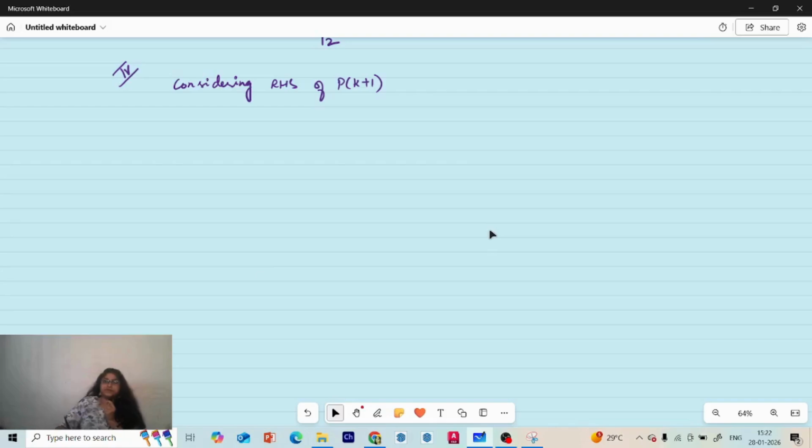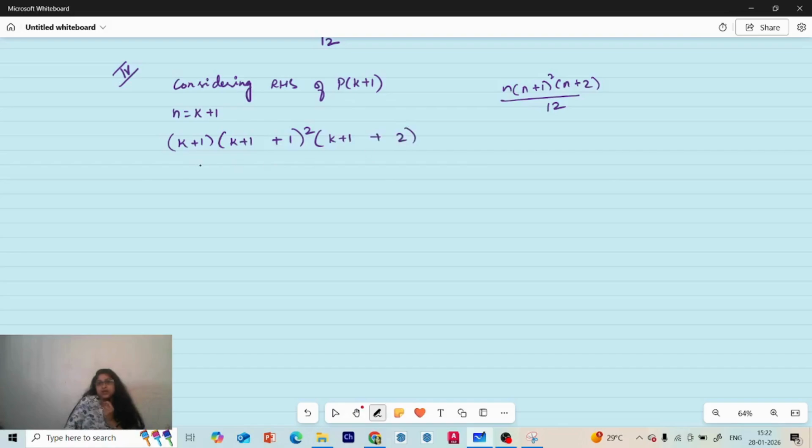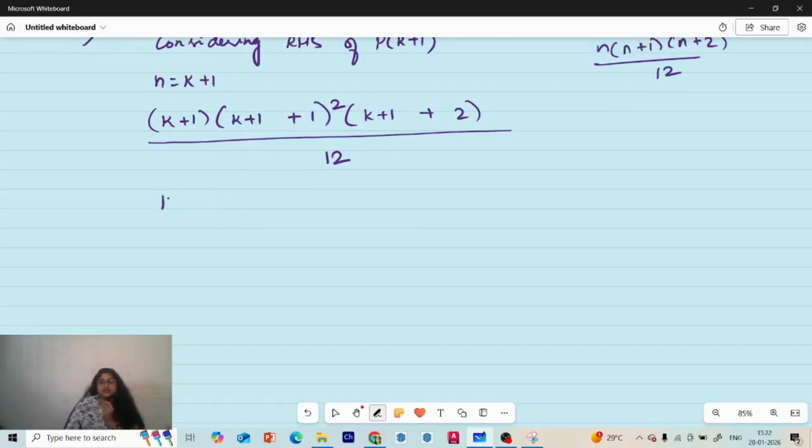I'm writing here for your reference. P of n, the statement is given as n into n plus 1 whole square into n plus 2 by 12. So if you replace n with k plus 1, what happens? k plus 1 into k plus 1 plus 1 whole square into k plus 1 plus 2 by 12. Am I right? So on simplifying this further, it will become k plus 1 into k plus 2 whole square into k plus 3 by 12.